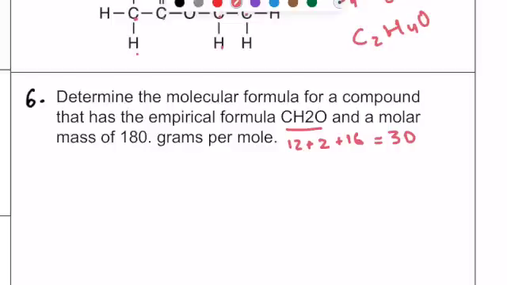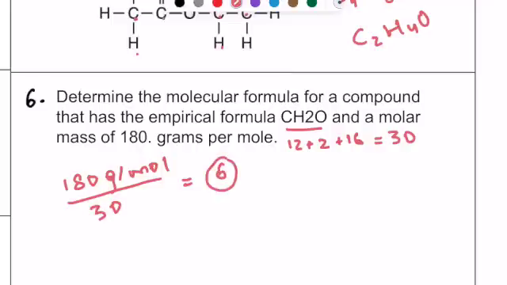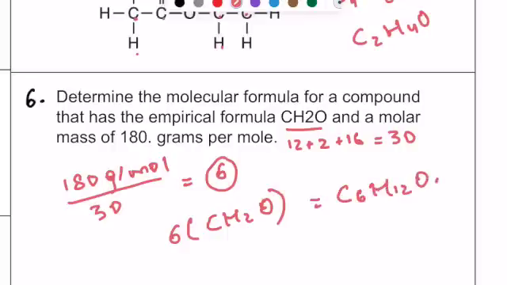And then we take 180 grams per mole, which is the molar mass, or the mass of the molecular formula, and we divide that by 30 and get the ratio. So that will be about 6. That means what we're going to do is we'll multiply this empirical formula by 6. So that should be C6H12O6.